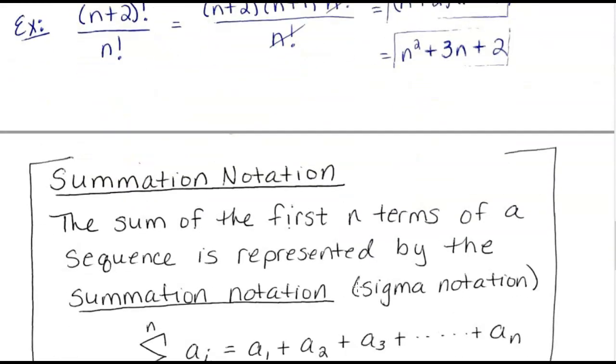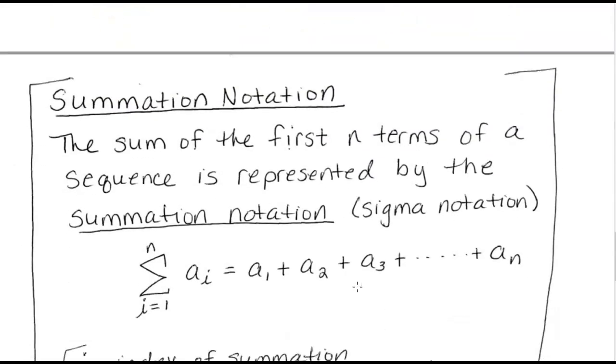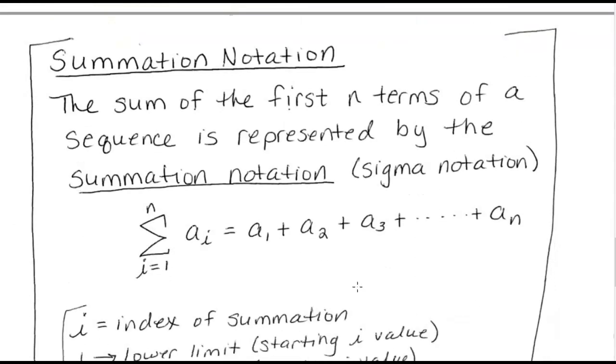The second part of section 8.1 covers what we call summation notation. And this is just a way of shortcutting the way we write a sum of numbers using symbols. So the sum of the first n terms of a sequence is represented by what we call summation notation, or sometimes that's also referred to as sigma notation, because this symbol we use is the Greek letter for sigma.